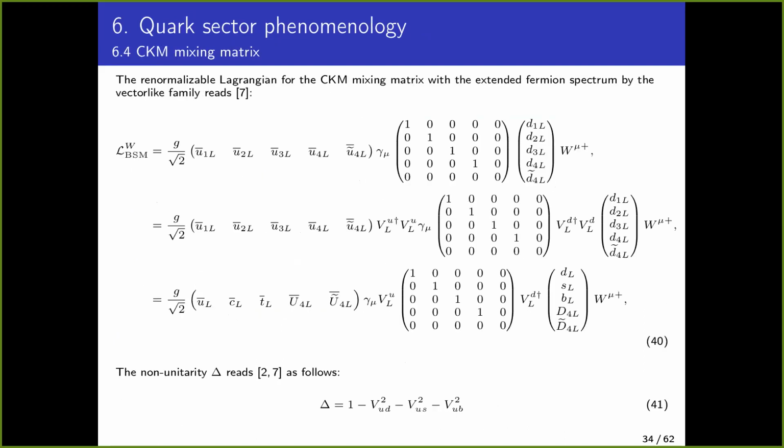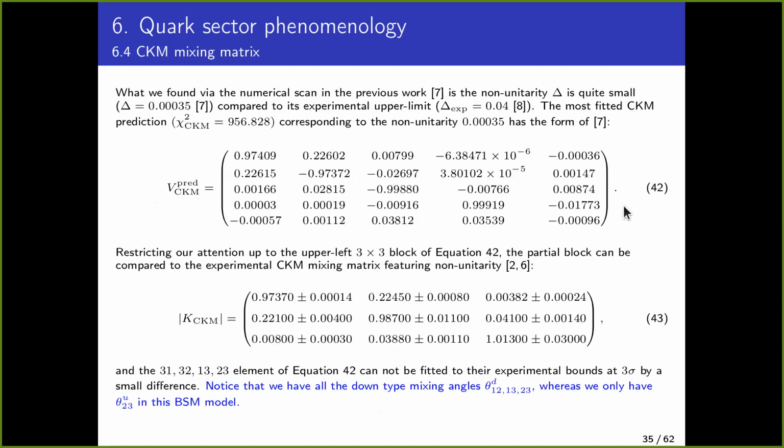Okay, so I will talk about from here. The predicted non-unitarity is quite small compared to its experimental upper limit. So maybe this is also not ruled out by the CKM non-unitarity experimental constraint.